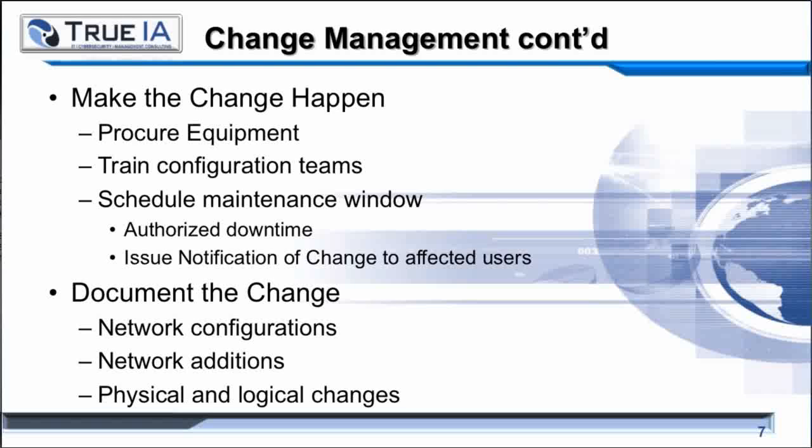If there's any downtime that's going to be required, this is a piece of information that the change control board is going to want to know. And then, of course, you're going to issue notification of the change to any affected users. Again, since we're minimizing risk and trying to manage the overall infrastructure, it's important to document all the changes that you make. This includes any network configuration changes, as well as any network additions. You'll also want to log the physical and logical changes that you make as well.